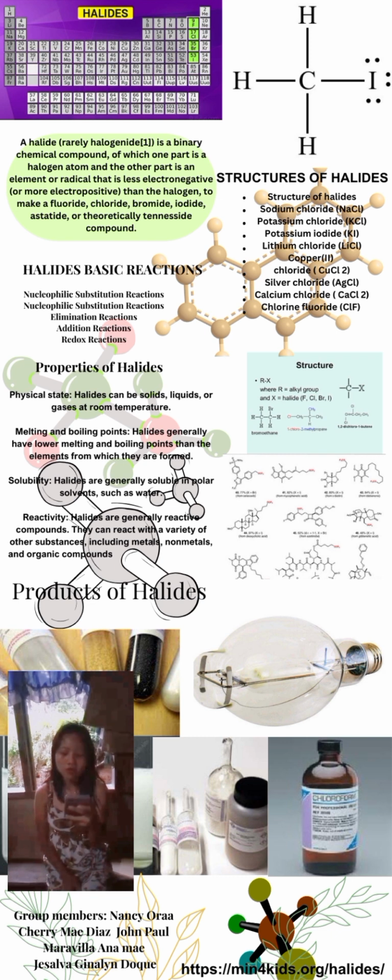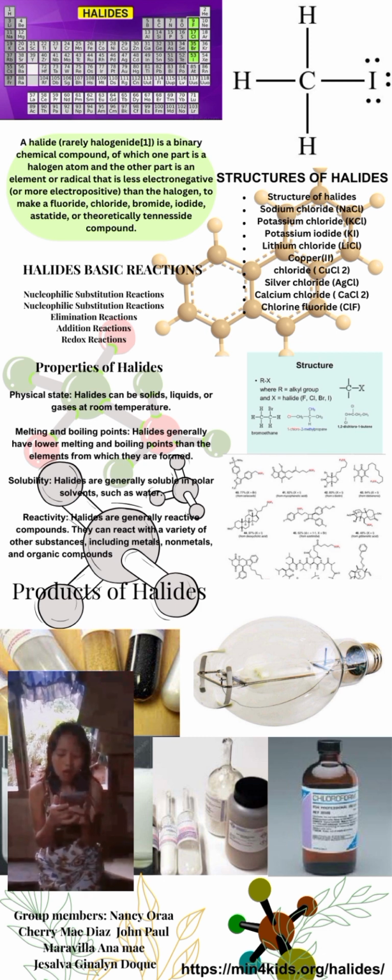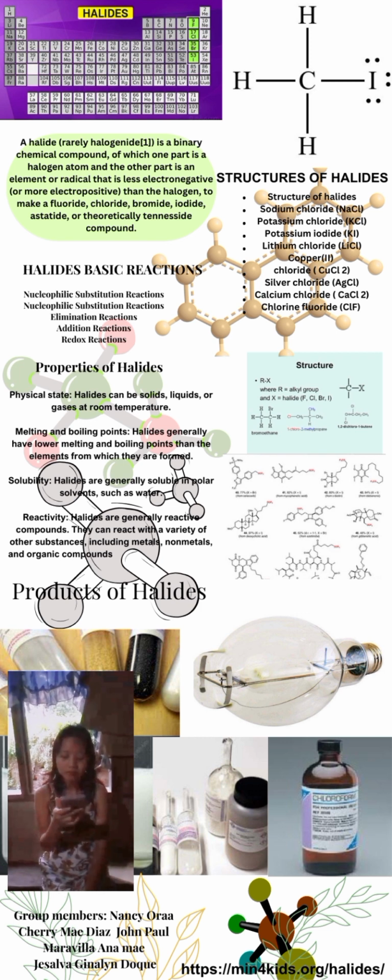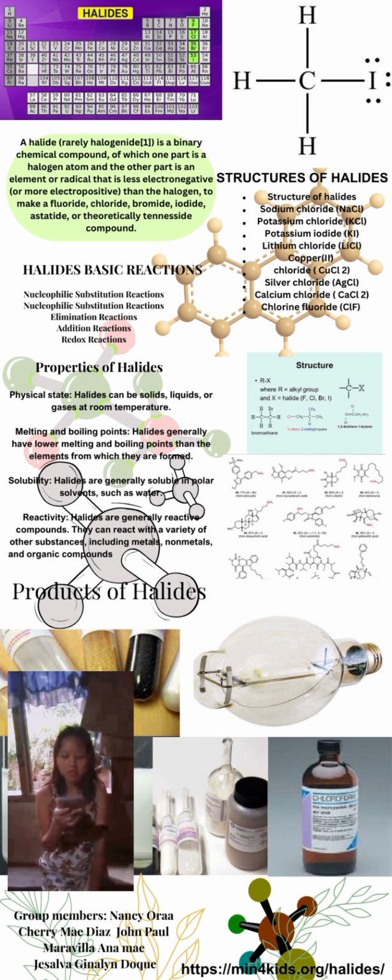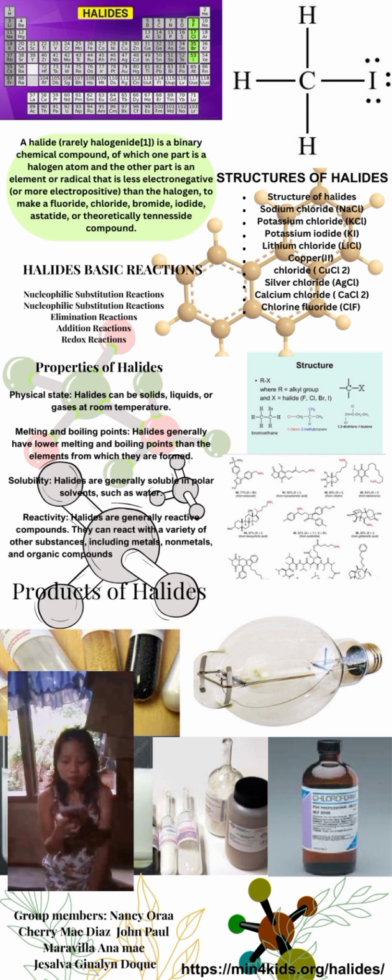Chlorobutane is a primary alkyl halide, which means that the halogen atom is attached to a carbon atom that is bonded to only one other carbon atom. This is in contrast to secondary alkyl halides, where the halogen atom is attached to a carbon bonded to two other carbons.